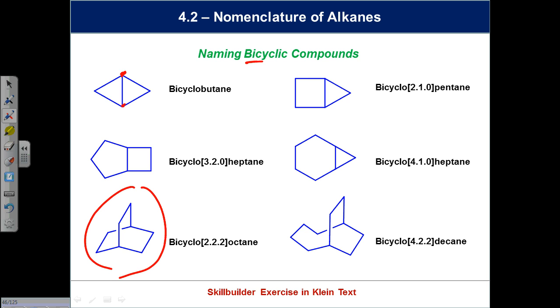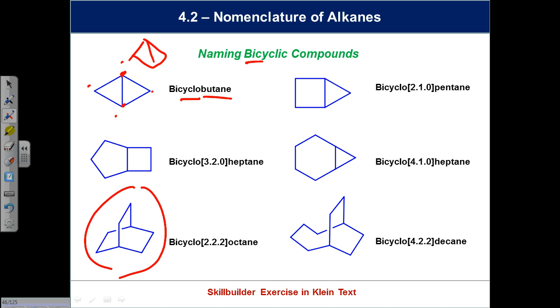And the problem is you have to name them, you have to be able to draw them, and you have to be able to do it in both directions. I can ask you to draw it from the name, and also ask you what the name is from a picture. So butane, cyclobutane. Cyclobutane is because you have 4 carbons total. But that's not bicyclobutane, that is cyclobutane. If you put those two atoms together in the middle, you get bicyclobutane.